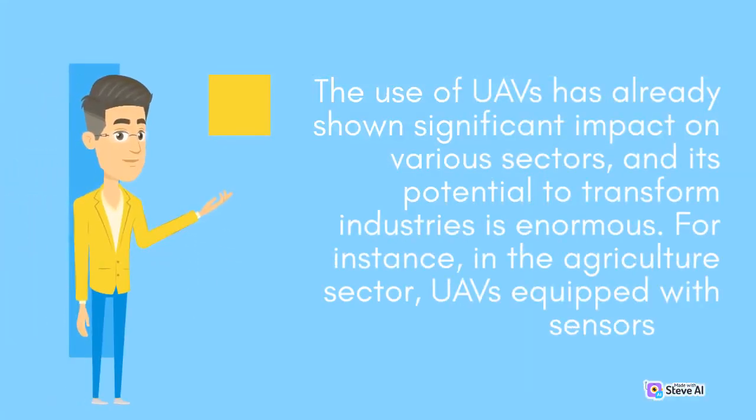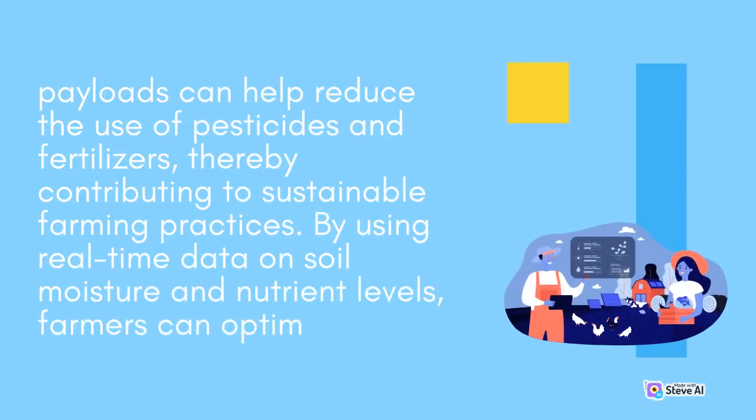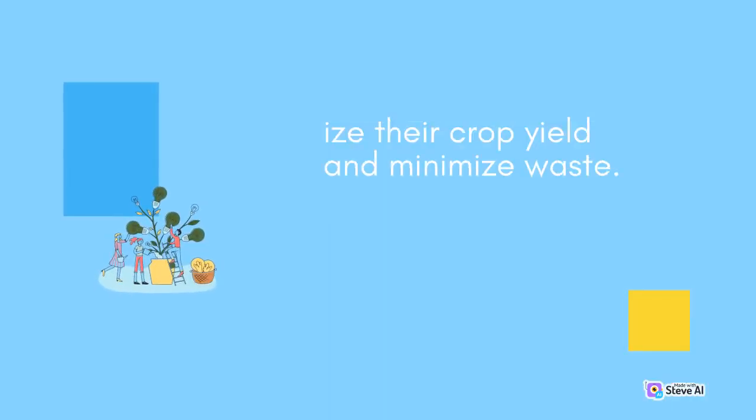The use of UAVs has already shown significant impact on various sectors, and its potential to transform industries is enormous. For instance, in the agriculture sector, UAVs equipped with sensors and payloads can help reduce the use of pesticides and fertilizers, thereby contributing to sustainable farming practices. By using real-time data on soil moisture and nutrient levels, farmers can optimize their crop yield and minimize waste.